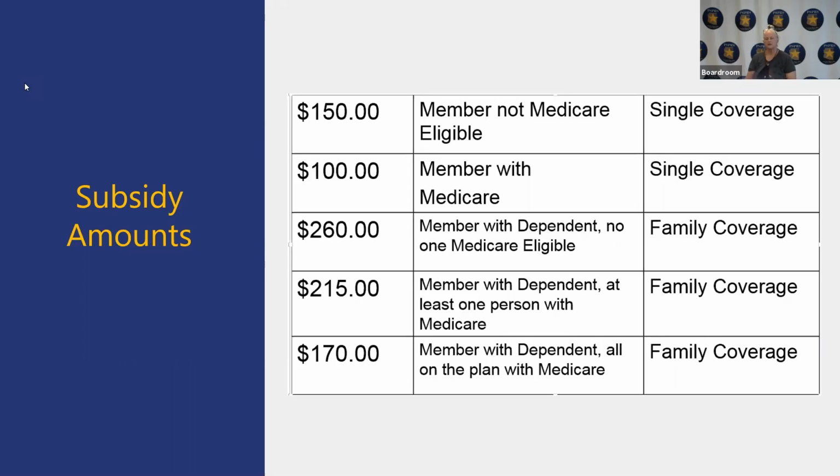So for a single, for example, if it's just a single member on coverage, they would go down from $150 to $100. And if it's family coverage and just one person is Medicare on the plan, it's $215. $170 is the lowest it would go down for dependent coverage if everybody on the plan is Medicare.